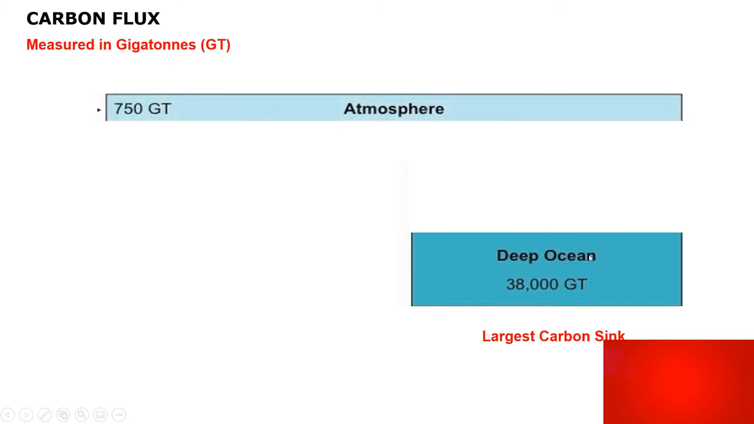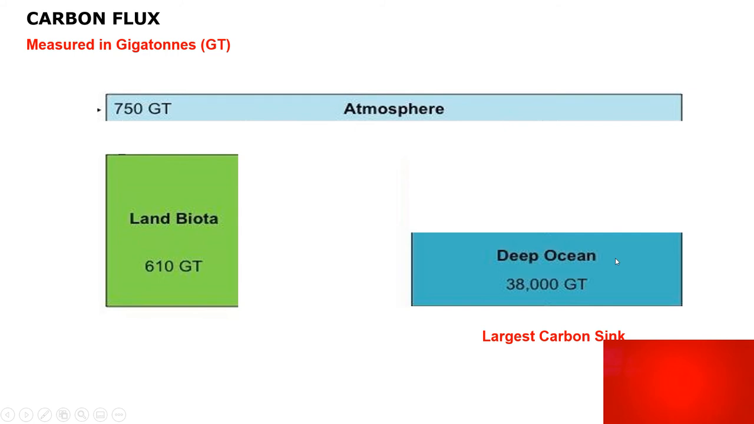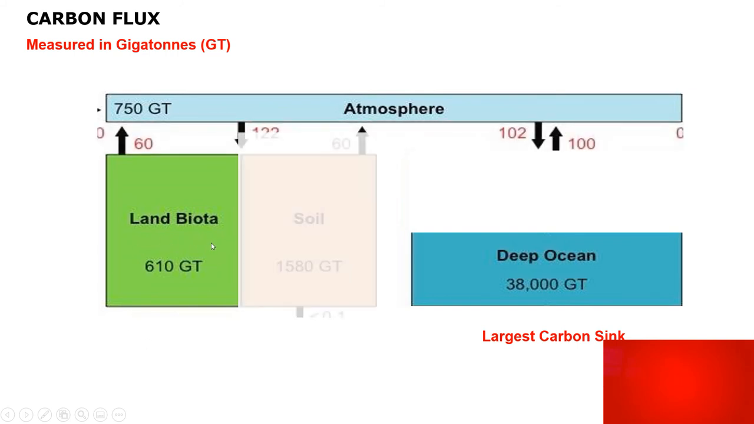So the atmosphere, by comparison, has this sort of paltry 750 gigatons. So land biota, things like the plants and the animals on the land, we hold about 610 gigatons. So remember, we are carbon reservoirs because of those nucleic acids, because of those proteins, and our sugars and carbohydrates, our lipids. All of those are carbon molecules. So we hold about 610 gigatons of the total carbon. And there are all these processes that are going to move them.